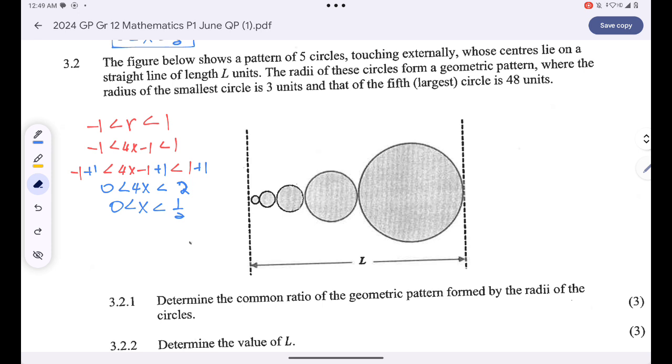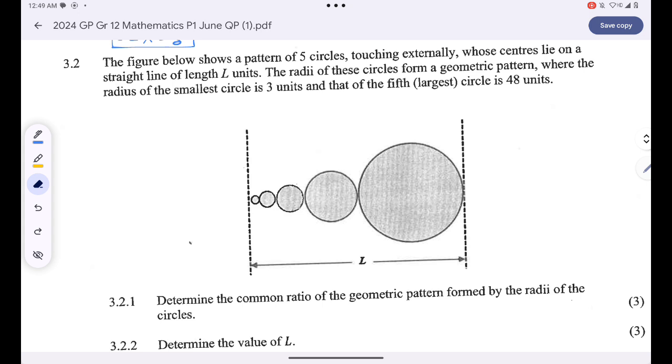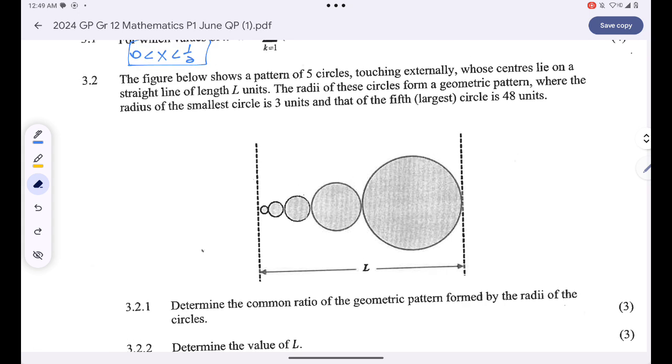Okay, and then question number 3.2. We are told that the figure below shows a pattern of 5 circles, which are just touching externally, whose centers lie on a straight line of length L units. Okay, the radii of these circles form a geometric pattern where the radius of the smallest circle is 3 units and the radius of the 5th circle, which is the largest circle, is just 48 units.